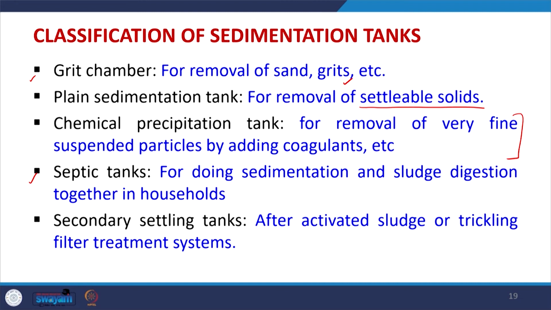Then in the secondary settling tanks, we have not studied that much in detail because activated sludge and biological treatment we are not going to study in this subject, as it is only for physico-chemical treatment. But after biological treatment there is always a secondary settling tank, and the example we have taken previously is of similar nature. So, for that also we can design the system.